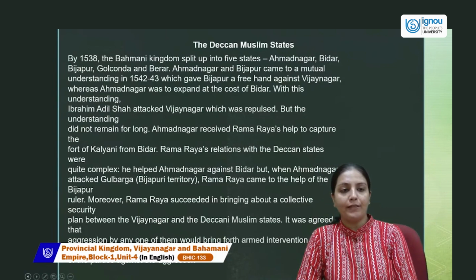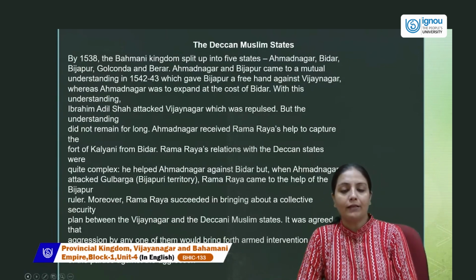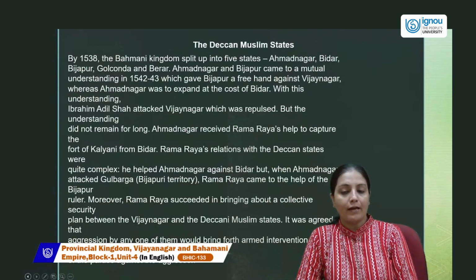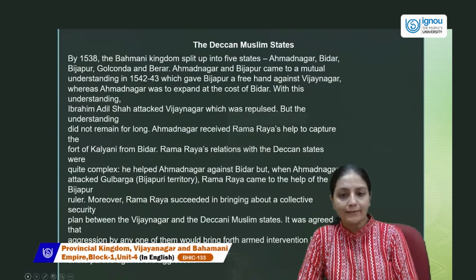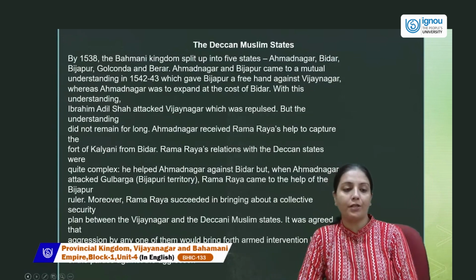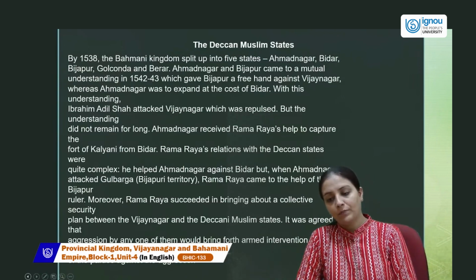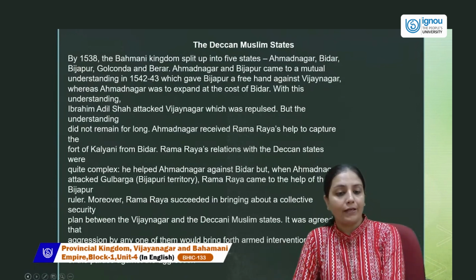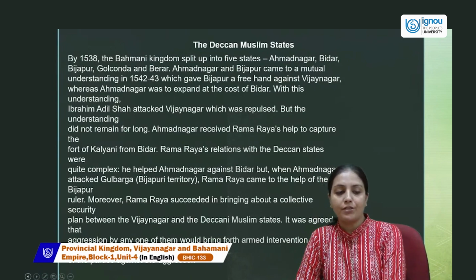Rama Raya's relations with the Deccan states were quite complex. He helped Ahmednagar against Bidar, but when Ahmednagar attacked Gulbarga, Rama Raya came to help the Bijapur ruler. Rama Raya succeeded in bringing about a collective security plan between Vijayanagar and the Deccani Muslim states. It was agreed that aggression by any one of them would bring forth armed intervention by the rest of the parties against the aggressor.